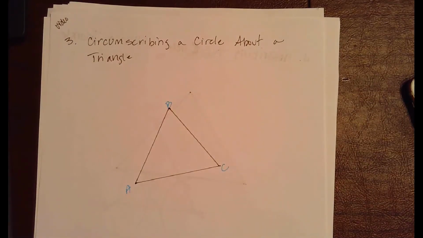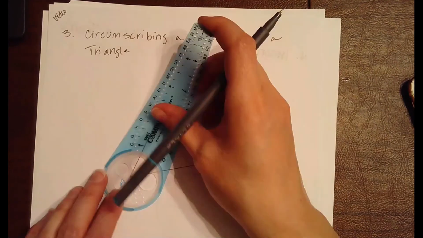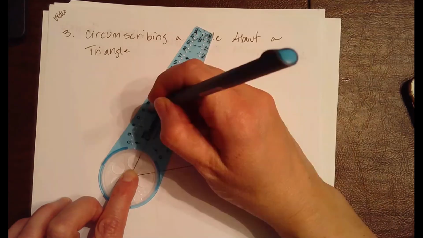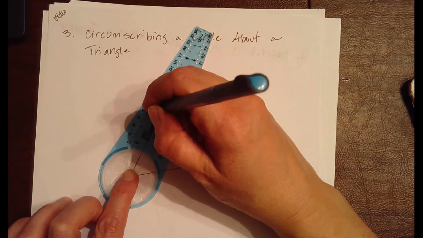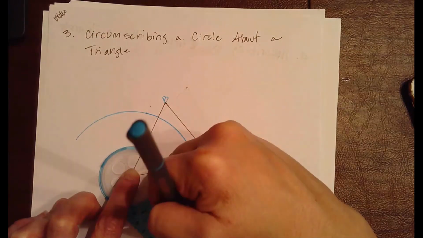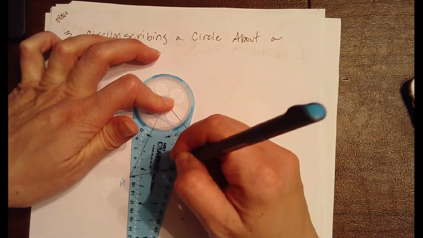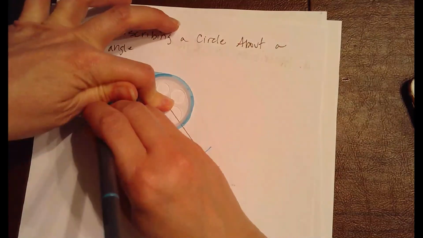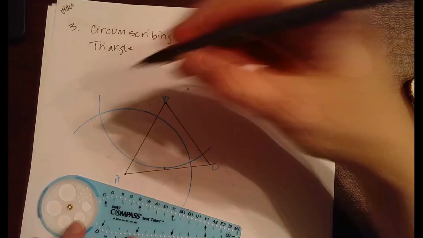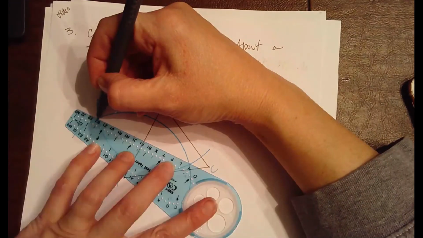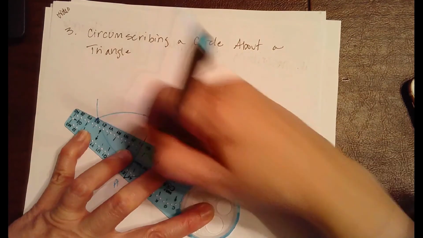I'm going to construct the perpendicular bisector of AB. We just did that construction, so hopefully that one is a little bit fresh in your memory. If you remember, you're just going to put your compass at point A, pick a distance that's more than half. Go to the other side. And then you're going to go ahead and construct it. All right, draw in your perpendicular bisector. That looks like that.